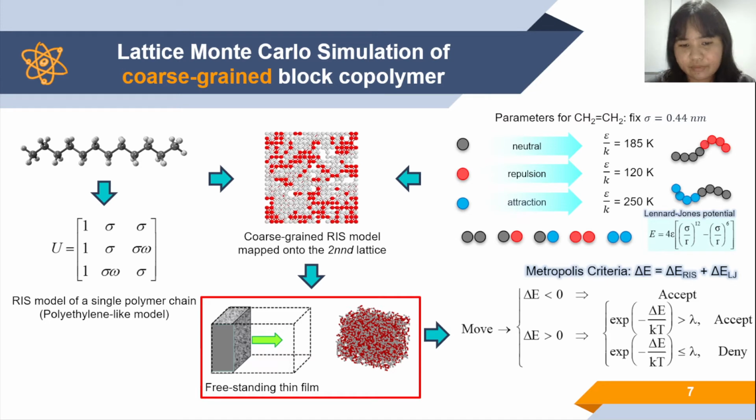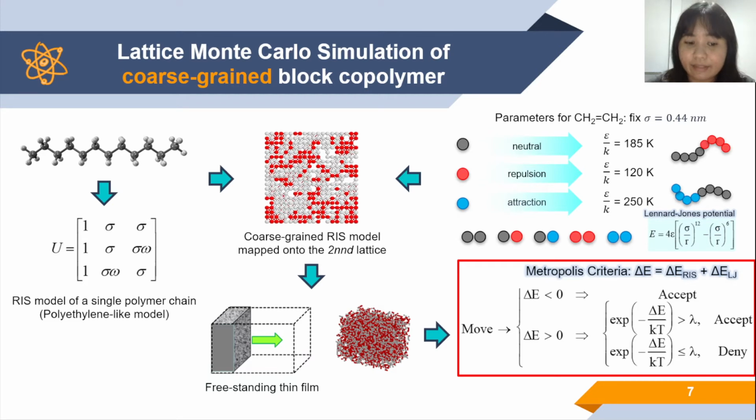Next, we create the thin film from the bulk structure by increasing the periodic bulk size in one dimension so that its mirror image cannot interact with the parent chain. And then we use the multi-Monte Carlo simulation with multiple criteria to move the polymer for the equilibration and trajectory for data analysis.